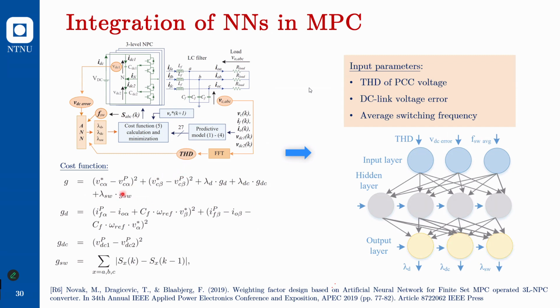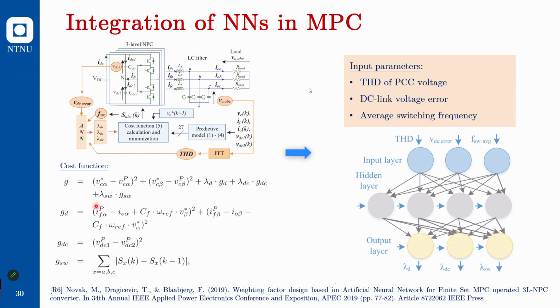If we look into the terms, since it's a standalone system, it is not connected to the grid. So they are controlling the voltage instead of the current. They are considering the PCC voltage and the corresponding reference value in the cost function, and its derivative term, which actually gives a better performance. This one is related to the DC-link voltage balance in both the DC links. And the last one is switching frequency. Because MPC has a variable switching frequency, you want to limit it to a certain range.